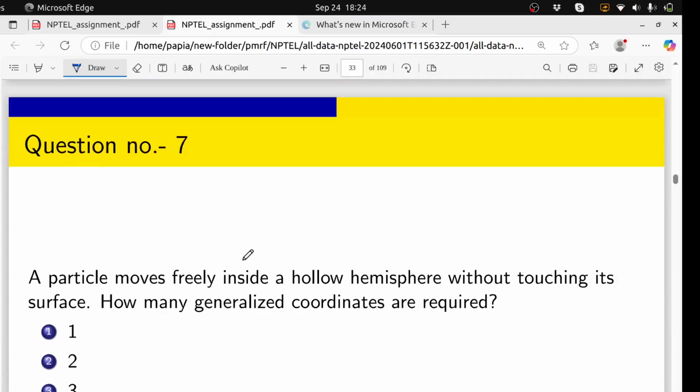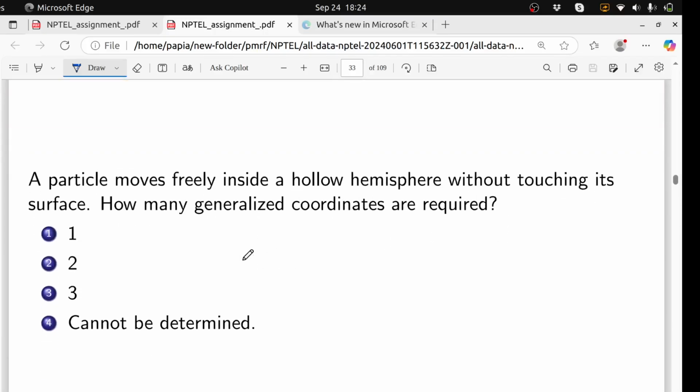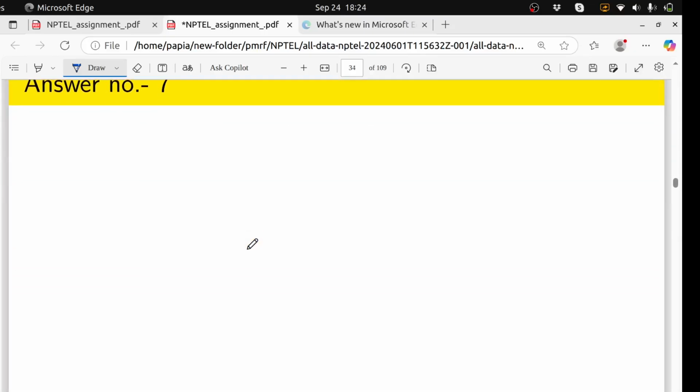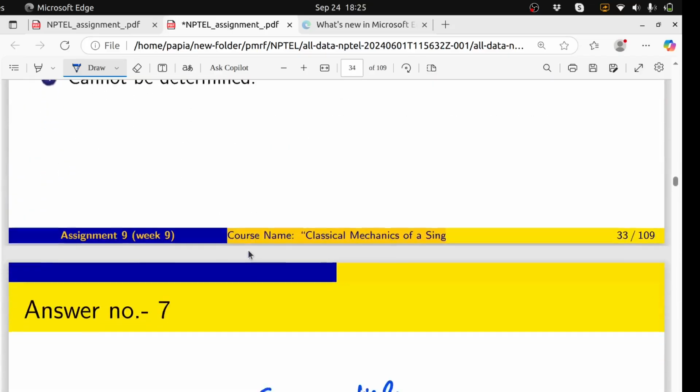Now coming to the next question. A particle moves freely inside a hollow hemisphere without touching its surface. How many degrees of freedom, or generalized coordinates, are there? Okay, so first of all, we need to see the language here. Moves freely inside a hollow hemisphere without touching its surface. So the particle moves freely, that means a free particle. Then a hollow hemisphere.